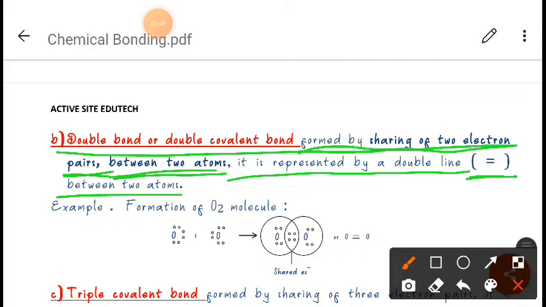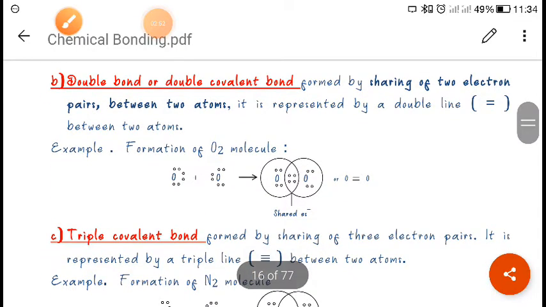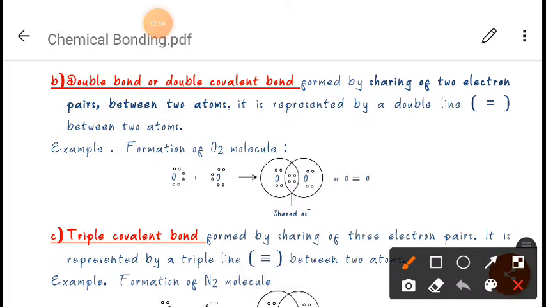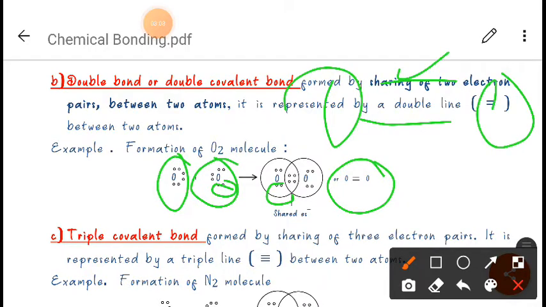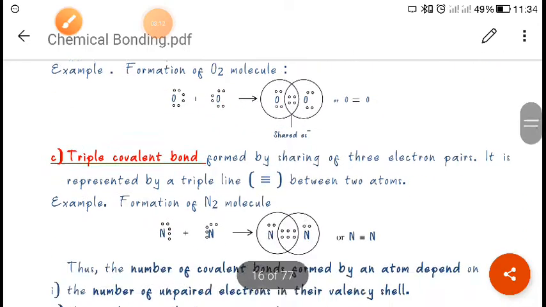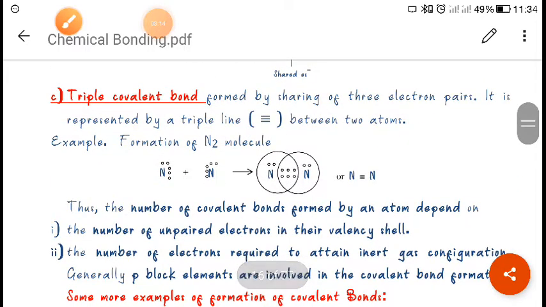Now as you can see, for example, it is given here: formation of O2. As we know, both atoms have six electrons in the outer shell, six and six. So what they will do is share two electrons each. When they share two electrons each, they will form O2, which will be a double bond, O=O, right? So this is called a double covalent bond.